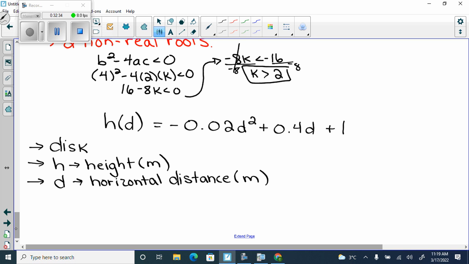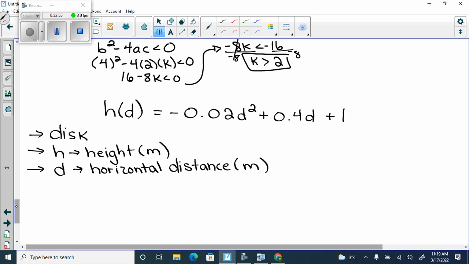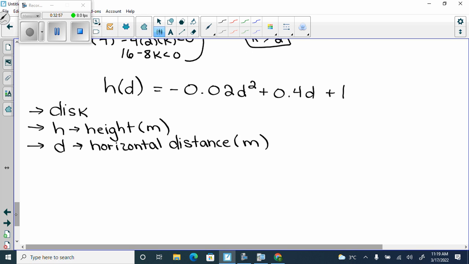Okay? All right. So I have a flying disc. H is the height that it goes up. And D is the horizontal distance it travels before it hits the ground. We agree? So I can ask you, what is the maximum height that this disc goes to? Maximum height of the disc.